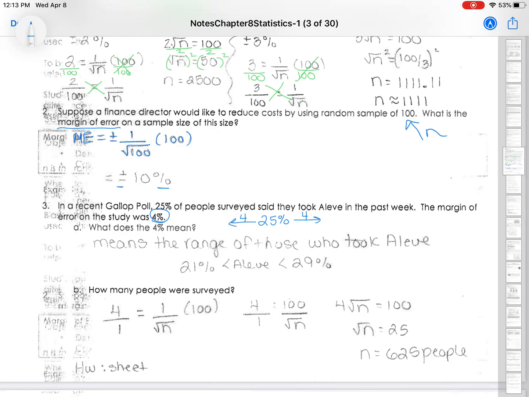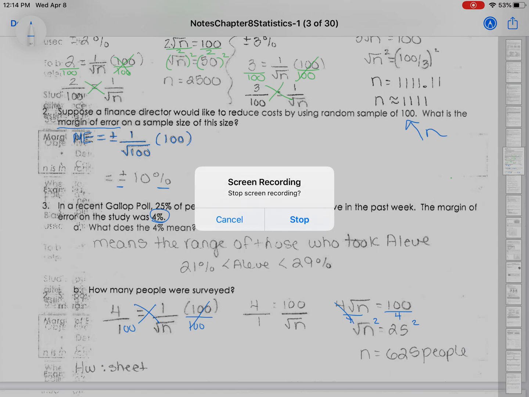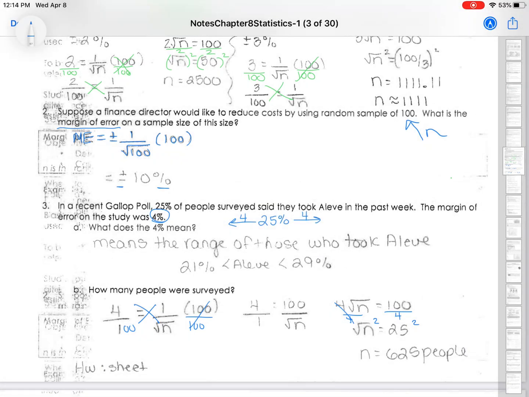Then the question says, how many people were actually surveyed? If the margin of error is 4%, we're going to do what we did in number 1. We set the 4 equal to the equation for the margin of error, then divide by 100, then cross multiply, then divide by 4. Then we square both sides, and you end up with 625 people. That means 625 people were polled for this particular survey.